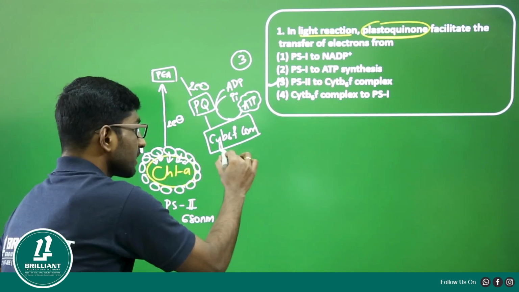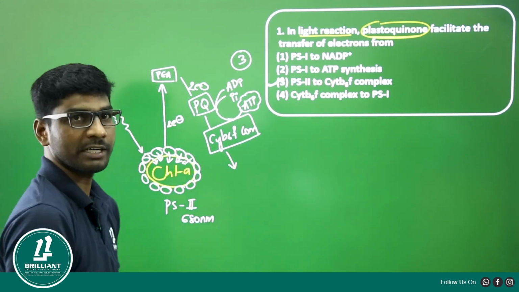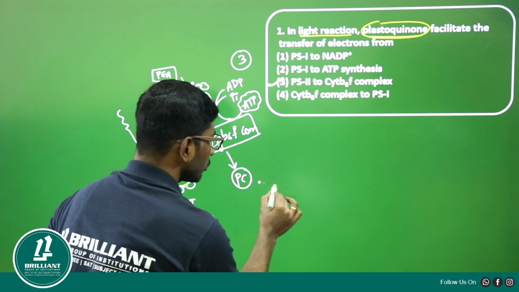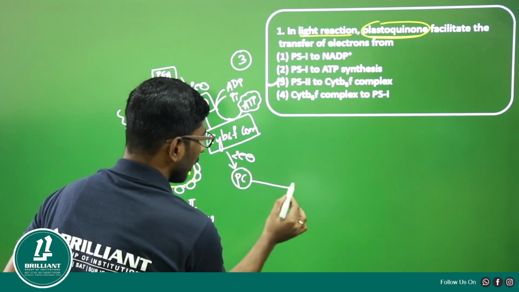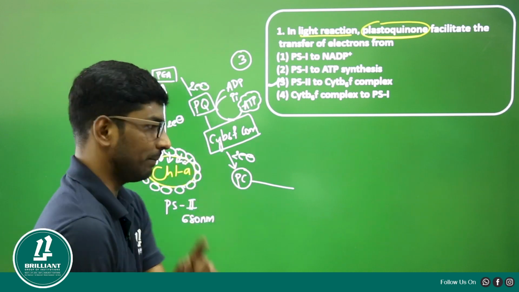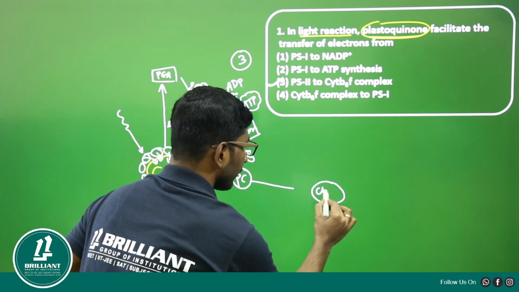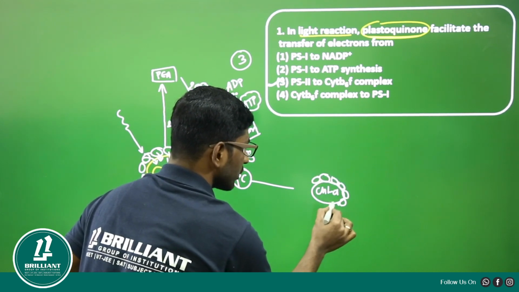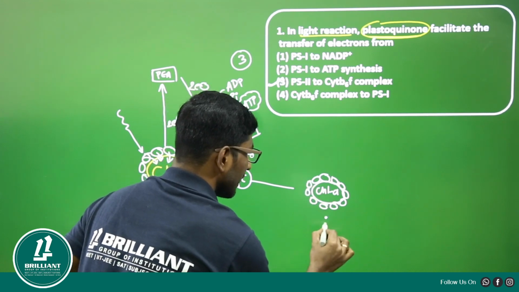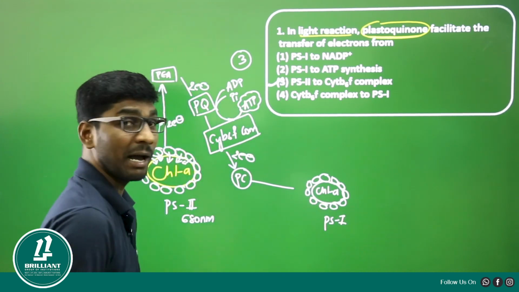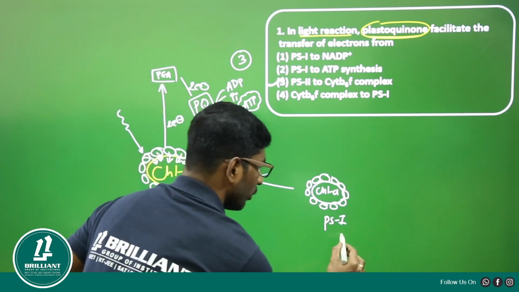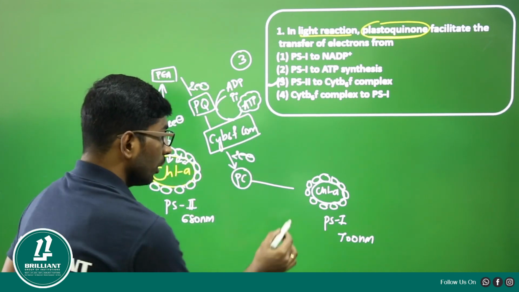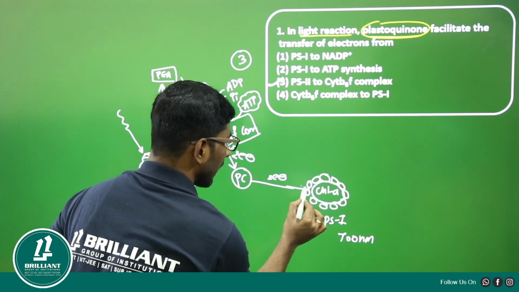So from this cytochrome F complex, electrons are transferred to plastocyanin, right? Plastocyanin here, and from plastocyanin, this pair of electrons goes to PS1. So here chlorophyll A, accessory pigments surround the chlorophyll A reaction center, and this is PS1. PS1 absorbs the wavelength 700 nm. Yes or no? Here 700 nm of light, right? So this pair of electrons is received by PS1 here.